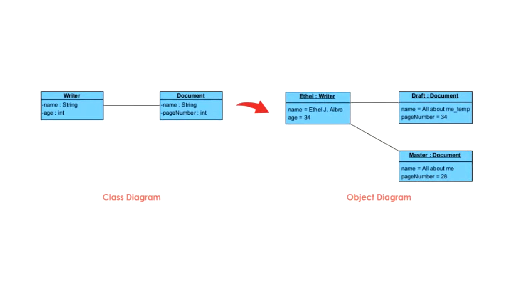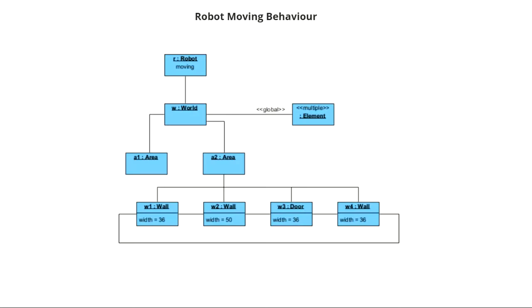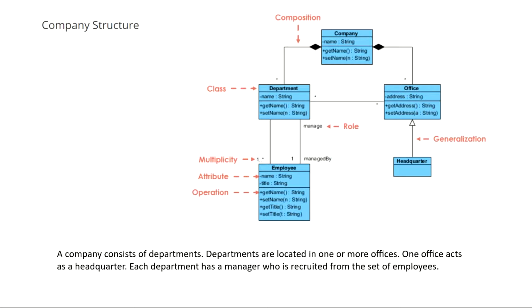Let's take this example. This is a company structure. Is this a class diagram or an object diagram? This is a class diagram.